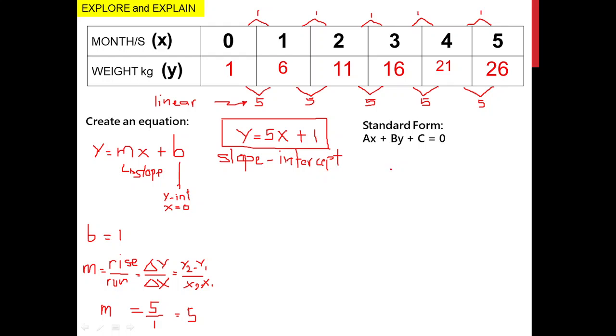Okay, so let's try to write it here. Y is equal to 5x plus 1. This is the slope intercept. Now, we need to transform this one into the standard form. Now, what have you noticed in our standard form of the equation? All the terms are on the same side and being equal to 0. Now, all we need to do here to transform this one into standard form is to transfer these two terms to the other side of the equation, right?